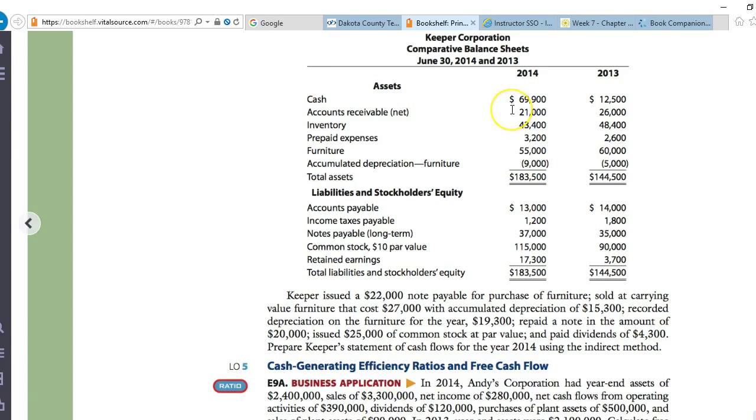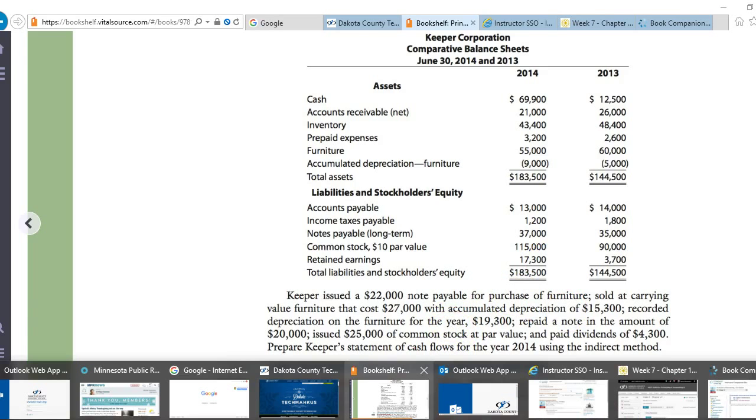So basically, can you see here? The cash at the beginning of the year was $12,500. Do you see the cash at the end of the year was $69,900? So we're basically reporting how this number went from $12,500 at the beginning to $69,900. We're basically tracing through how the cash functioned through net income. Okay.